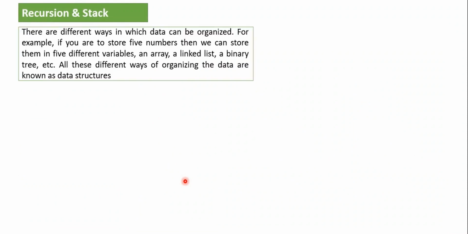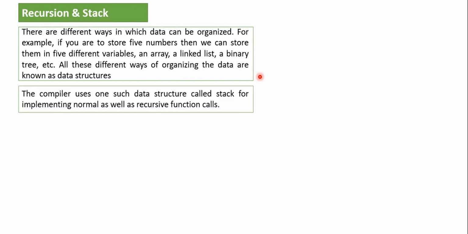Now there are different ways in which data can be organized. For example, if you are to store 5 numbers, then we can store them in 5 different variables, an array, a linked list, a binary tree, etc. All these different ways of organizing the data are known as data structures. The compiler uses one such data structure called stack for implementing normal as well as recursive function calls.